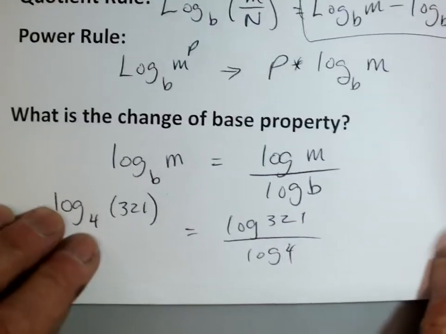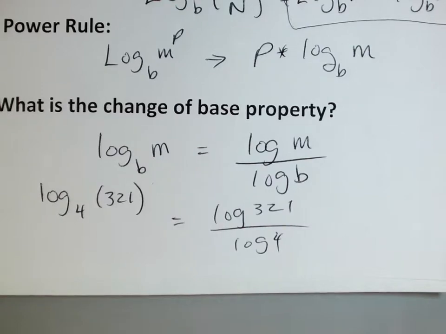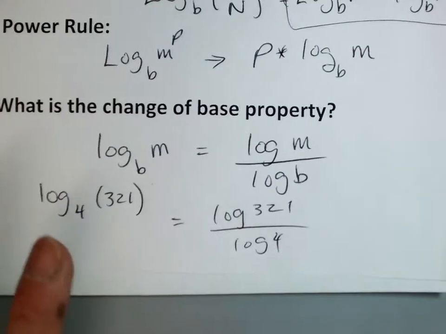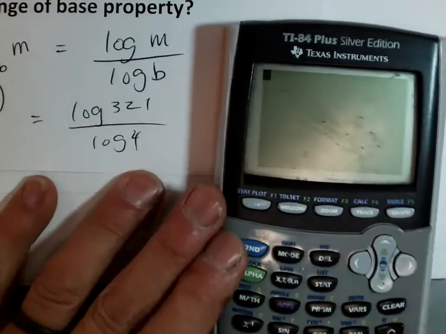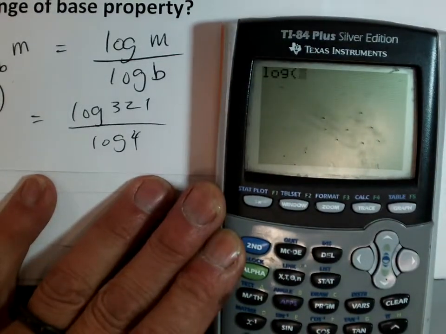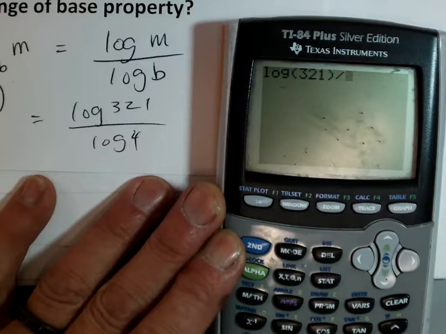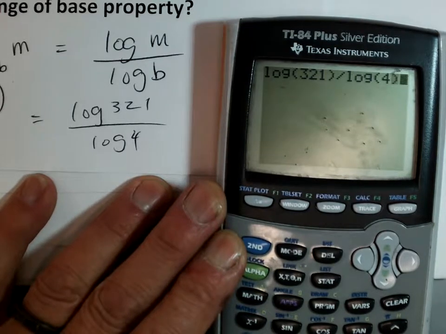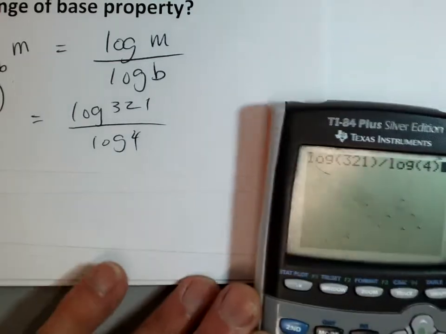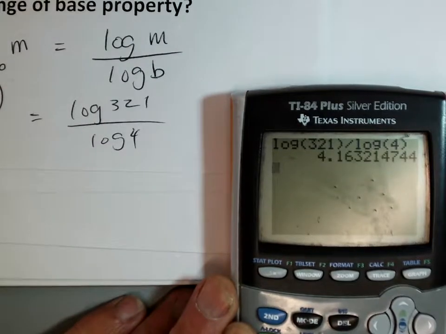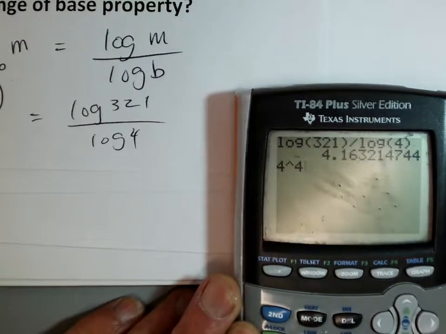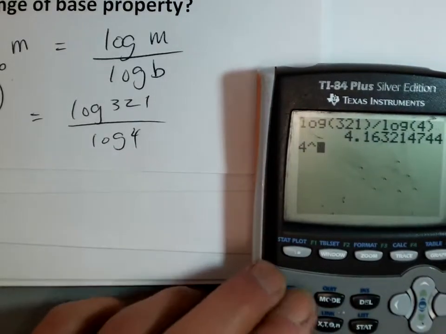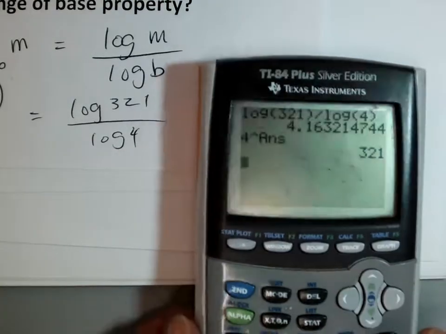Now, what's my invisible base? 10. So then if you want to evaluate this, I would just take my calculator and go log of 321 divided by log of 4. Now what's my invisible base? 10. And we get an answer of, boom, 4.16. So 4 to that power, back it up, 4 to that power should be 321.